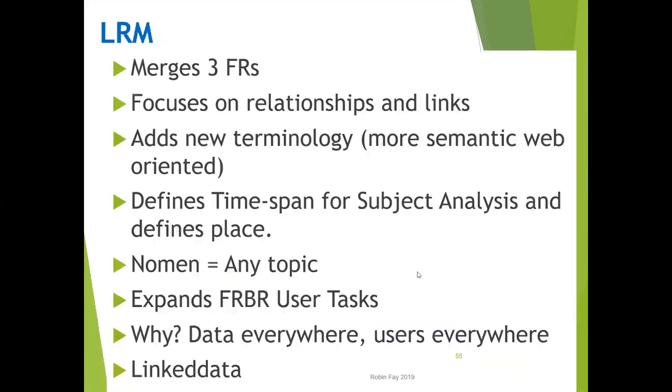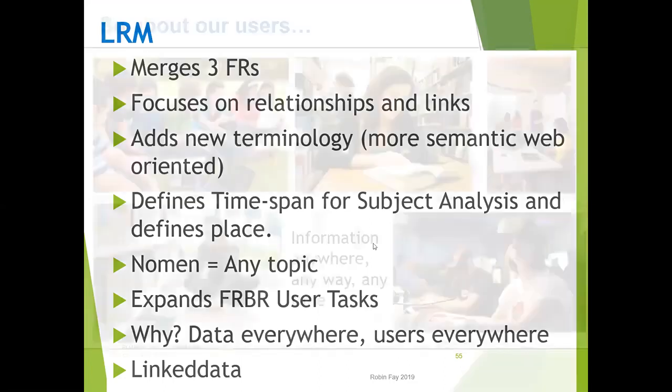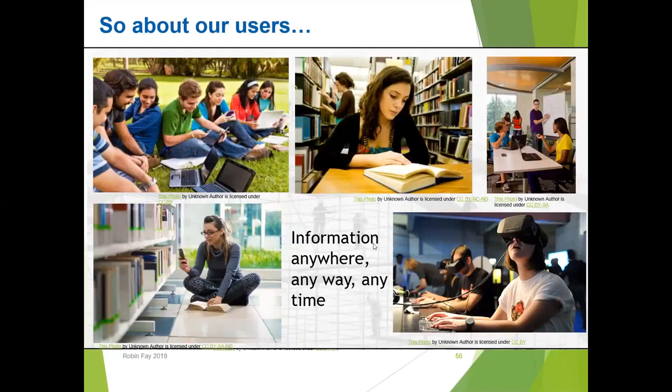So the LRM merges those three functional requirements, the FRBR, the FRAD, and FRSAD. It focuses on relationships and links. It adds a new terminology, which is more semantic web oriented. It defines time span for subject analysis, and it defines place, but I would just say we redefine place. Nomen can be really any topic, and it expands those FRBR user tasks. And why does it do that? Well, really because data's everywhere and users are everywhere, and it really is looking at that linked data.